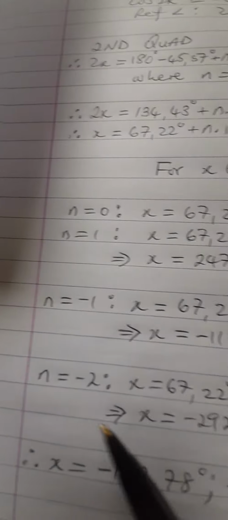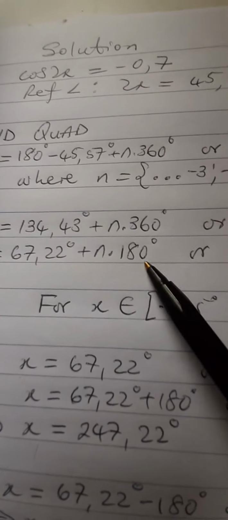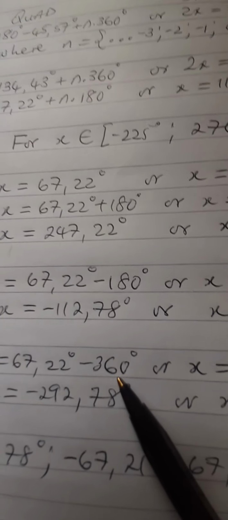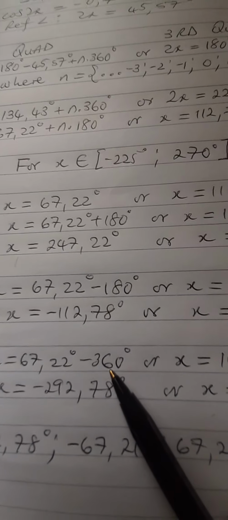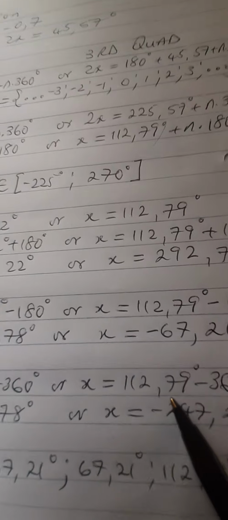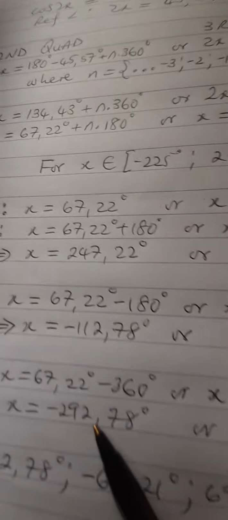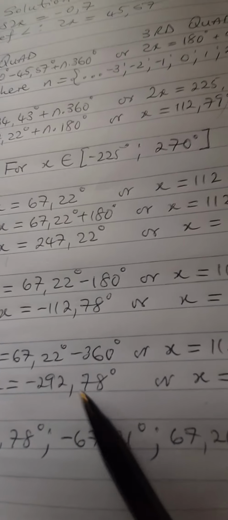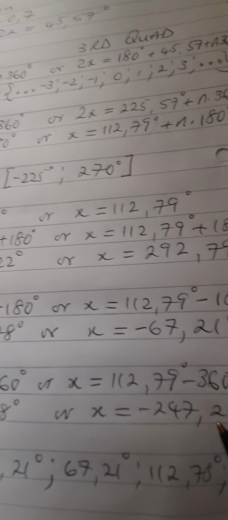Let's go for n equal to negative 2. It's going to be negative 2 times 180 degrees. That's going to give us negative 360 degrees. This is 67,22 minus 360, or 112,79 degrees minus 360. We simplify. We get minus 292,78 degrees, or our x equal to minus 247,25 degrees. Let's check again. Minus 247 falls out of our range. Minus 292 falls out of our range.